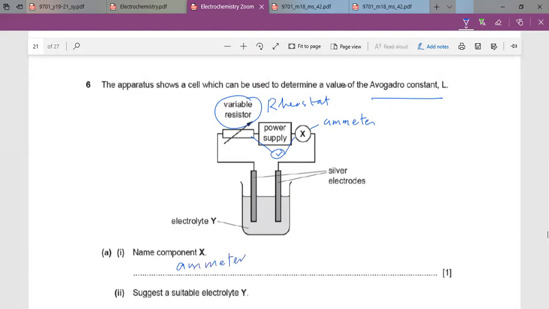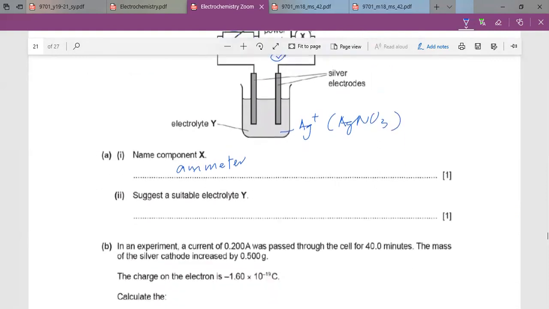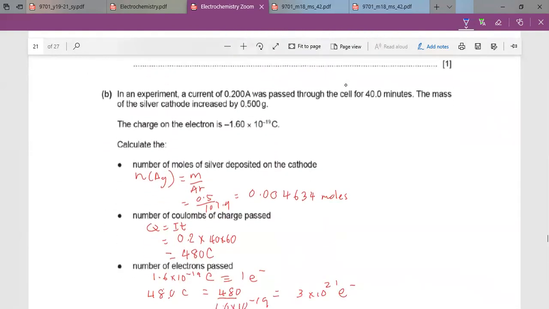Suitable electrolyte, of course. If it's silver here, it's silver nitrate, because it's Ag+, or any soluble silver salt. So they say, in the experiment, a current of 0.2 amperes, of course, is your I, passes through for 40 minutes, which is your T, 40 times 60. Remember, always change to seconds first. The mass deposited is this one here.